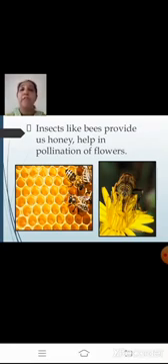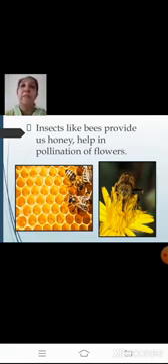Now, what is the meaning of decomposers here? Decomposers means those that break down. Decomposers are also called scavengers. They break down dead animals and plants, and they also break down the waste of other organisms. So decomposers are very important for any ecosystem.